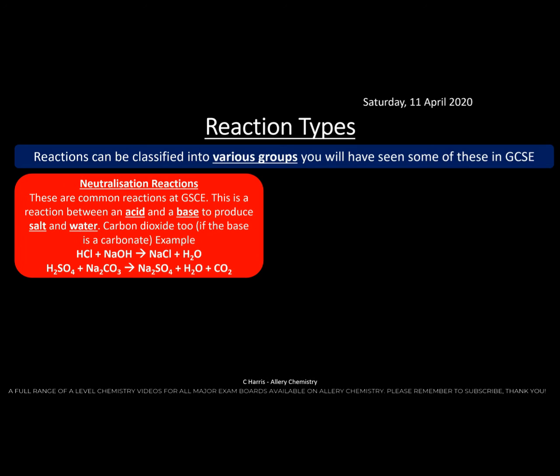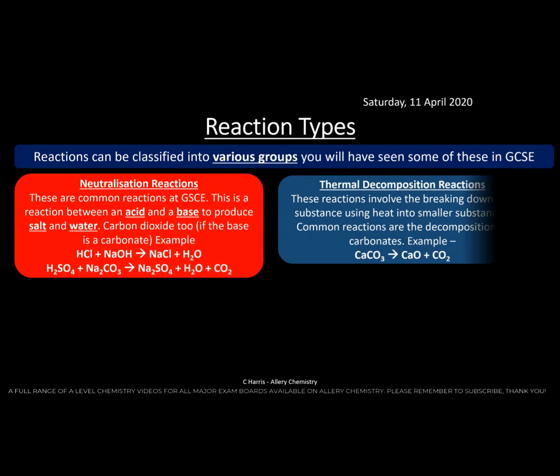Neutralization reactions, you will have seen these again at GCSE. This is where we react an acid and a base together to produce salt and water, and carbon dioxide too if we have a carbonate present. So you can see some reaction examples here: acid plus base forms salt plus water, or acid plus carbonate forms salt plus water plus carbon dioxide. Both are neutralization reactions, so the products are neutral. They don't actually have an acidic or basic nature.